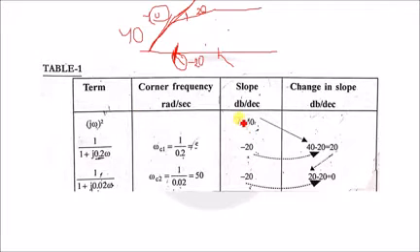So first it was having a slope of 40 dB per decade. Then at this corner frequency it added a slope of minus 20 dB. So when 40 dB is added with minus 20 dB, it becomes plus 20. Then at this corner frequency it adds another slope of minus 20 dB. So the change becomes 0.